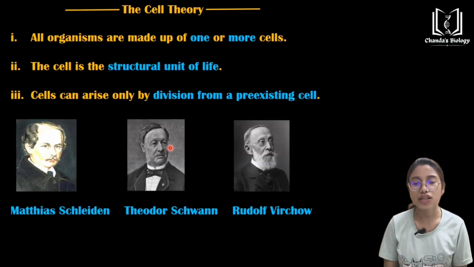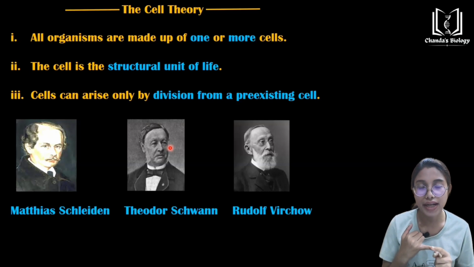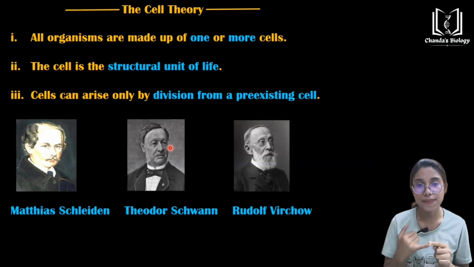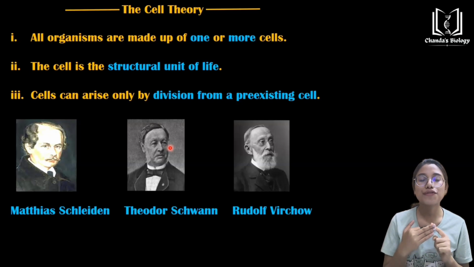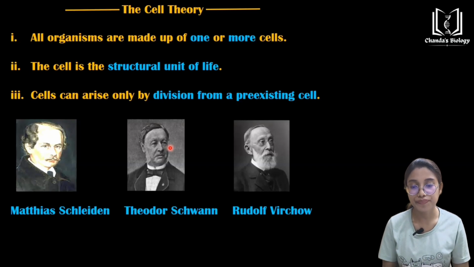Okay. So for now, we need to know these three cell theories, which are: all organisms are made up of one or more cells, and the cell is the structural unit of life. Cells can arise only by division from a pre-existing cell. Okay, I hope it is clear.